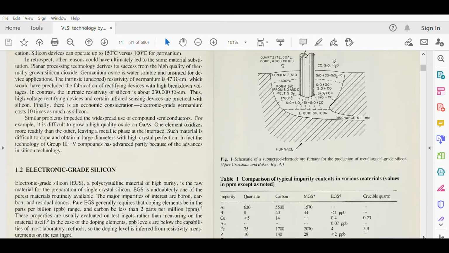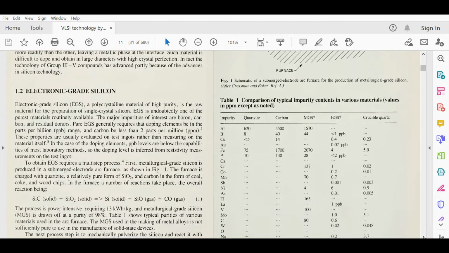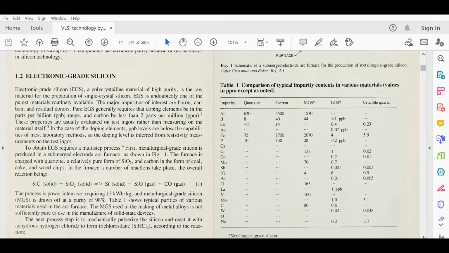Okay, so the next topic is electronic grade silicon. Electronic grade silicon, EGS, a polycrystalline material of high purity, is the raw material for the preparation of single crystal silicon. So we are going to study how crystal growth happens. The first important thing is electronic grade silicon, which is nothing but a polycrystalline material, the highest form of purity of silicon. EGS is undoubtedly one of the purest materials routinely available.